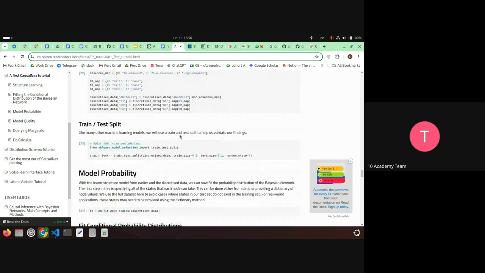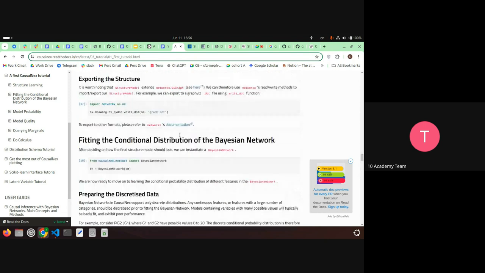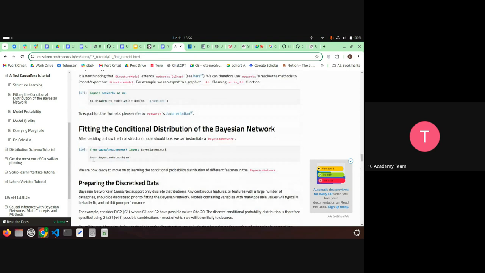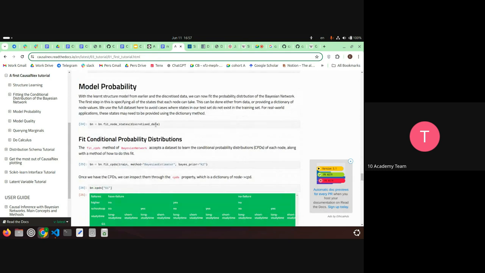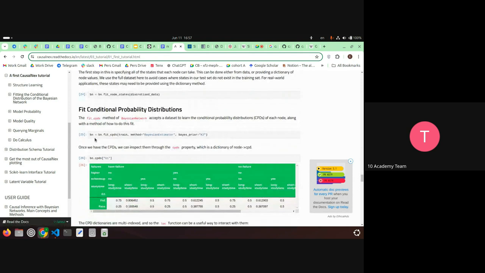So yeah, BN, this is a Bayesian network, is defined using the causal graph from before, the structural model from before, SM. This is the one we got using NOTEARS. And just going down, you're going to fit node states using the train data. So this is the training part. There are options you can use when you're fitting the conditional probability distribution. This is the training step.